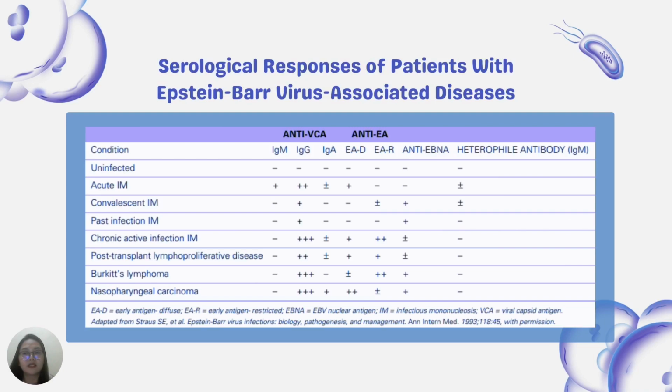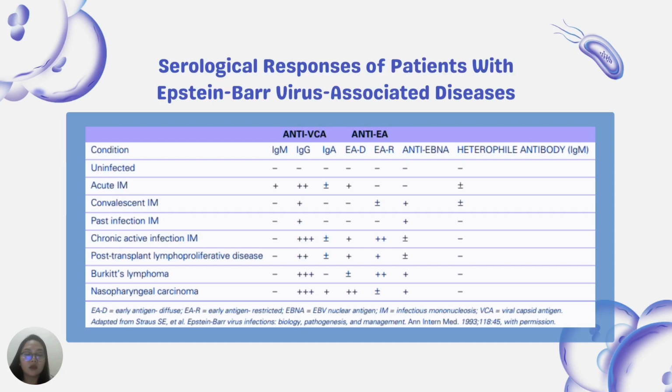Okay, so to minimize the confusion, here are the serological responses of patients with Epstein-Barr virus-associated diseases. For the legend in the lower part of the table, EA-D means early antigen diffuse, EA-R is the early antigen restricted, and EBNA is the Epstein-Barr virus nuclear antigen. As you can see, an uninfected individual will of course be negative in every marker.